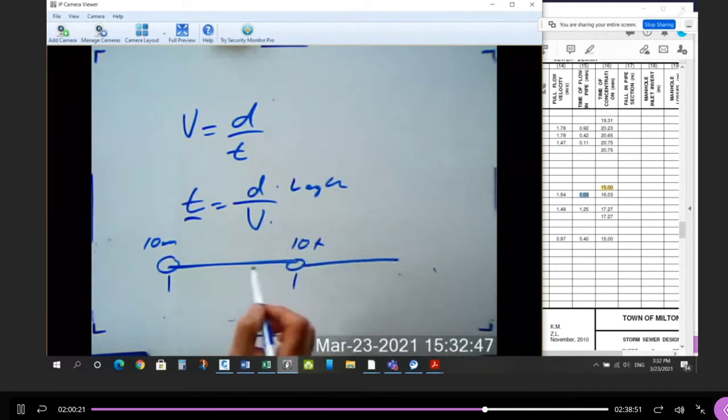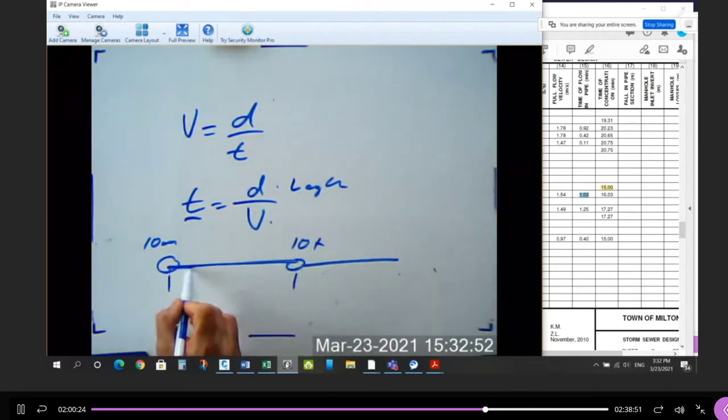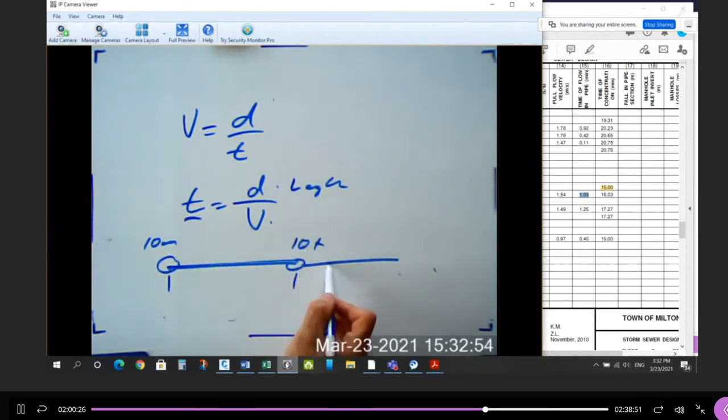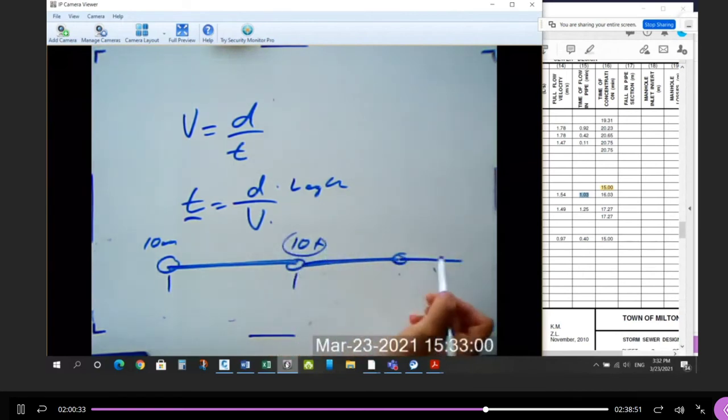Now to calculate the next pipe, we start with 10 minutes. Here the time is a little bit greater because it takes time to get from here to here. So the time to calculate this pipe is a little bit bigger. Then we have time through this pipe, so we add that to this total, and we have time for the next pipe and so on. So that's how we get an accumulation of time.